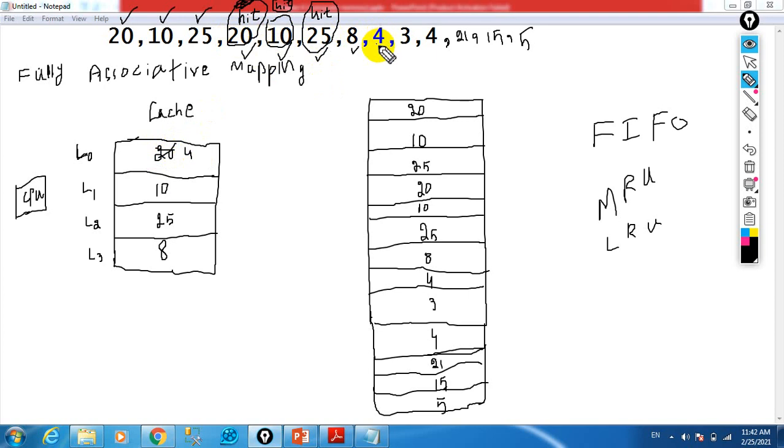Okay, next what we have is 3. So now again the cache memory is full, so which item should be replaced? Look at this, which item should be replaced? So 4, 3.